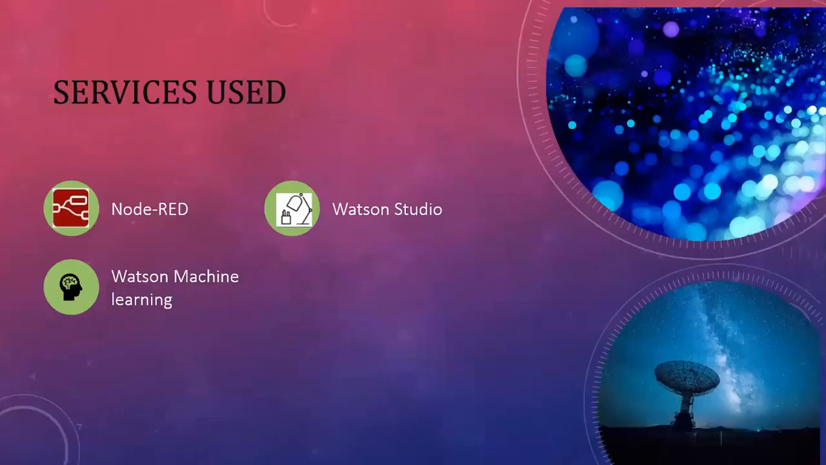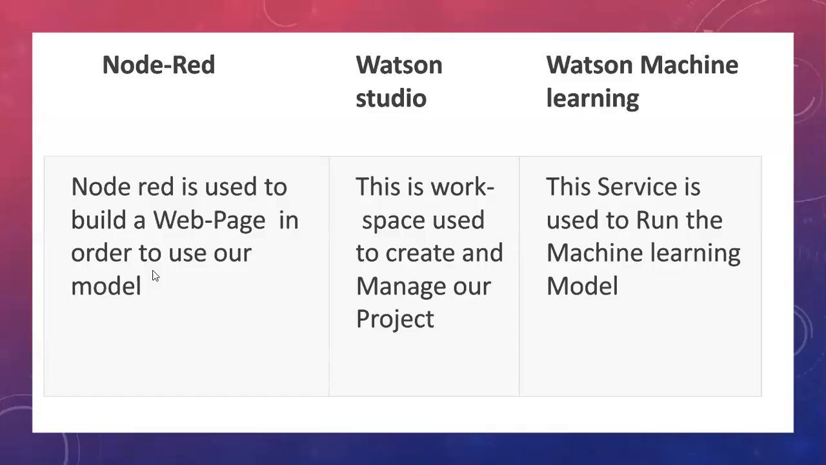In order to build my project, I need to have IBM Cloud services. There are plenty of services provided by IBM Cloud. The services which I have used to build my project are Node-RED, Watson Studio, and Watson Machine Learning. Node-RED is used to build a web page in order to use our model. Watson Studio is used to create and manage our project. And Watson Machine Learning is used to run the machine learning model.